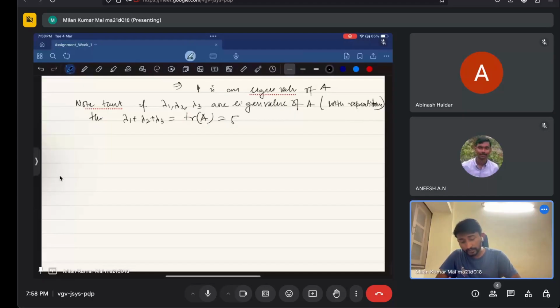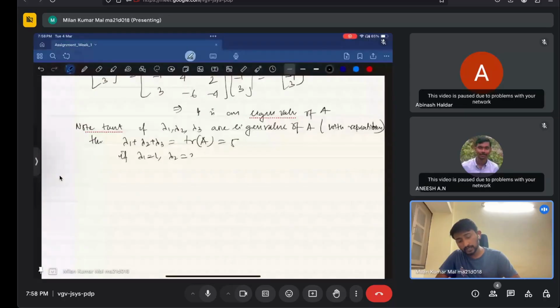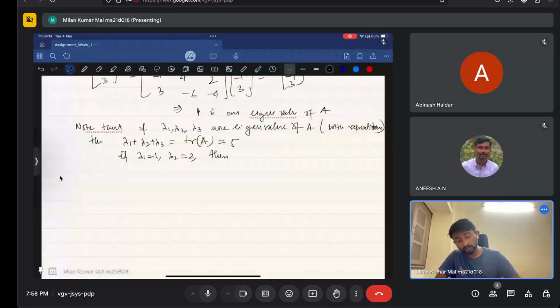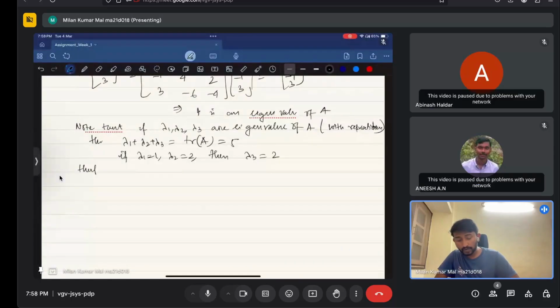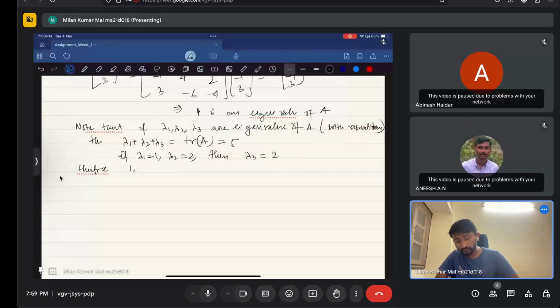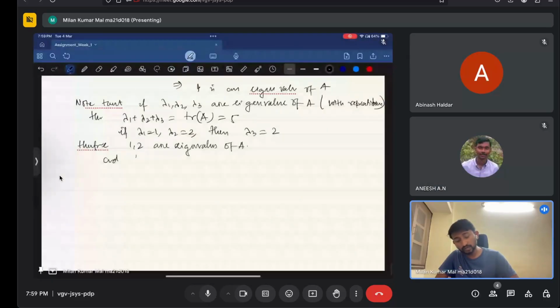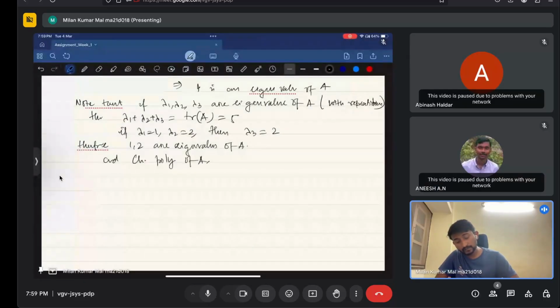So if lambda 1 is equal to 1, lambda 2 is equal to 2, then lambda 3 is equal to 2. So therefore 1 and 2 are eigenvalues of A, and they are the only eigenvalues. And the characteristic polynomial of A is (x minus 1)(x minus 2) squared.